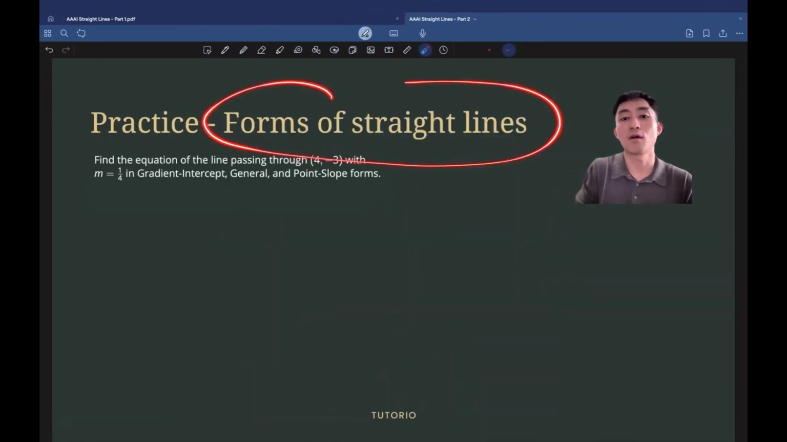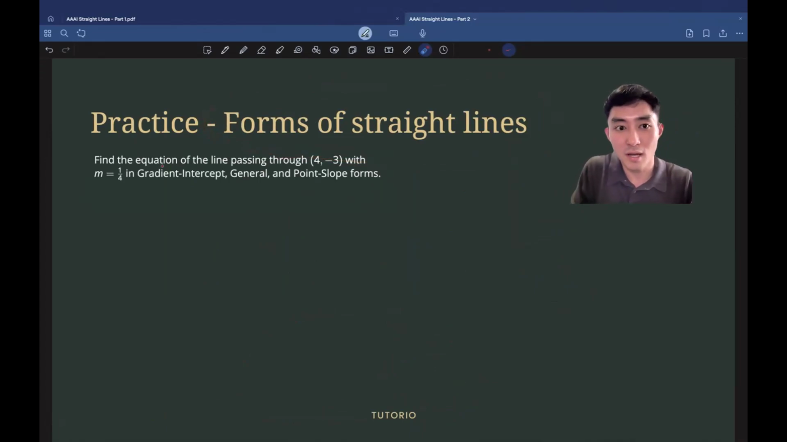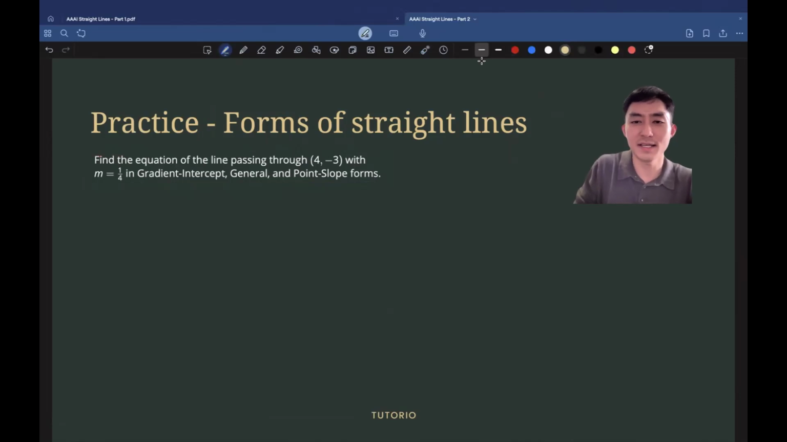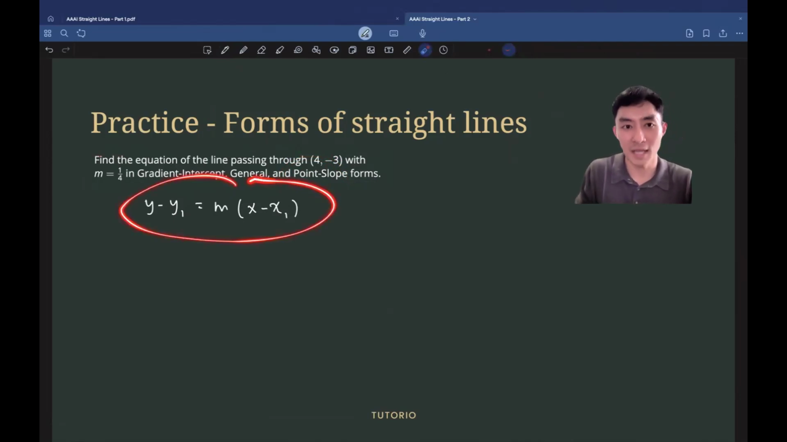Now practicing to write the forms of a straight line equation. Find the equation that is passing through the point (4, minus 3) and the gradient is 1 over 4, and they basically ask us to write it in all forms. The easiest way first is point-gradient, because the basic function is y minus y1 equals m(x minus x1). If you forget about it, don't worry. This is available in your formula book, topic 2, functions.